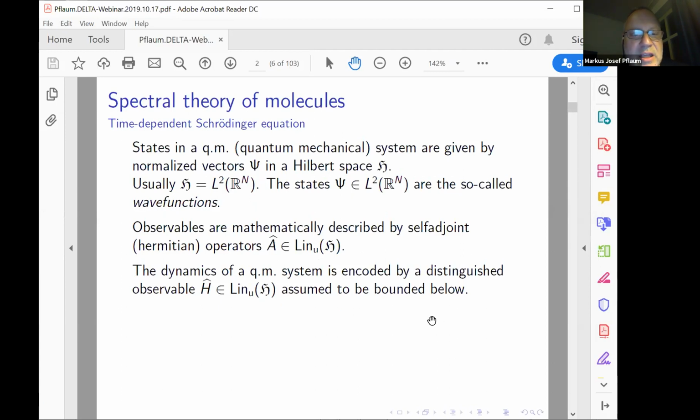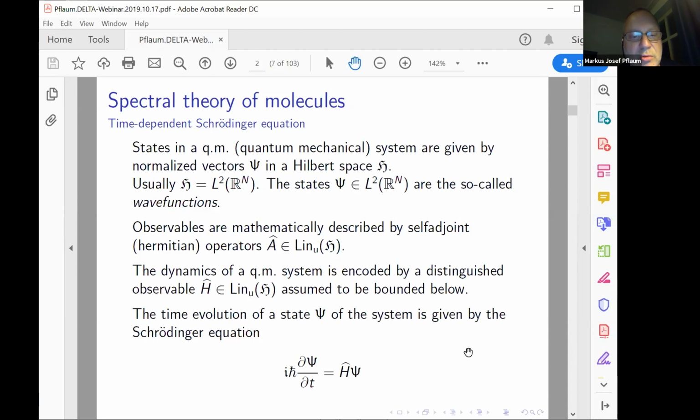But the important thing is, how does the dynamics of a quantum mechanical system evolve? It's given by a certain observable, which is called the Hamiltonian, H hat. And there we have the famous Schrödinger equation, which tells us that if you have a quantum mechanical system in a state psi, this state evolves over time via this differential equation called the Schrödinger equation, originally invented by Schrödinger.